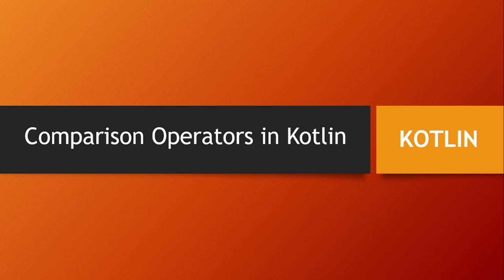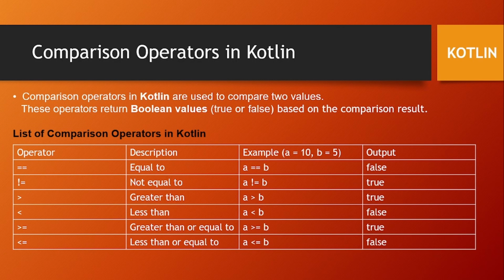Today we are going to talk about comparison operators in Kotlin. Previously we have talked about arithmetic operators in detail. So today let's talk about comparison operators. As we can see in this definition, comparison operators in Kotlin are used to compare two values and the result will be either true or false. It depends on our values.